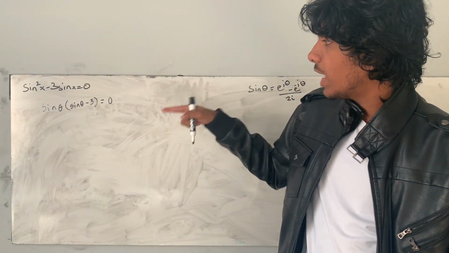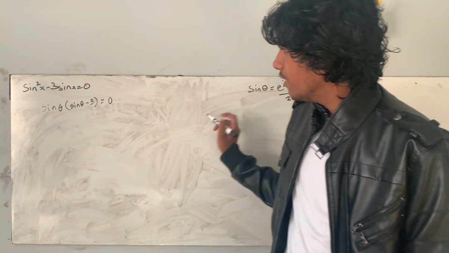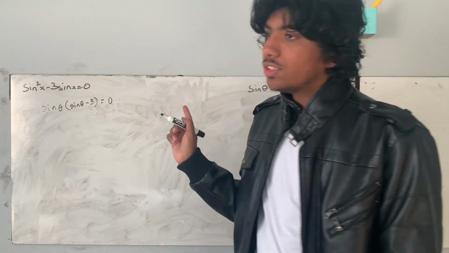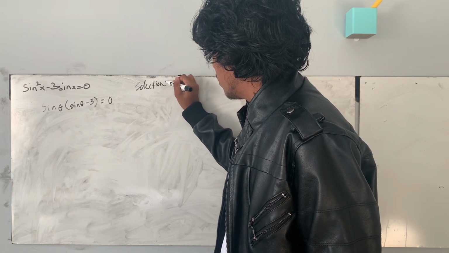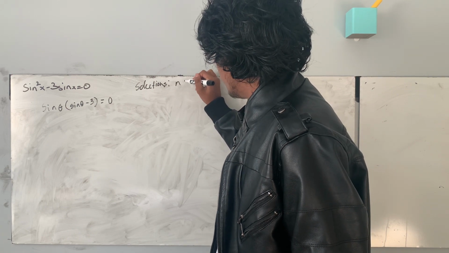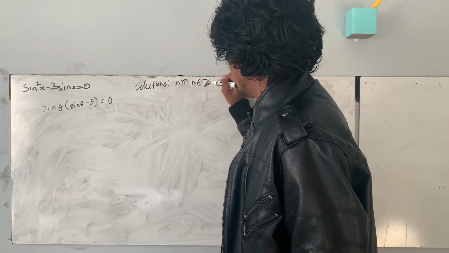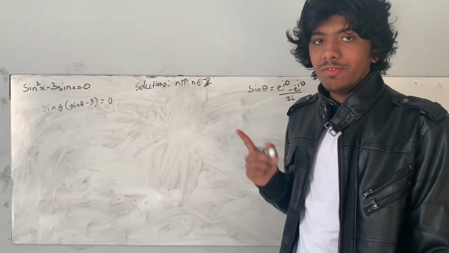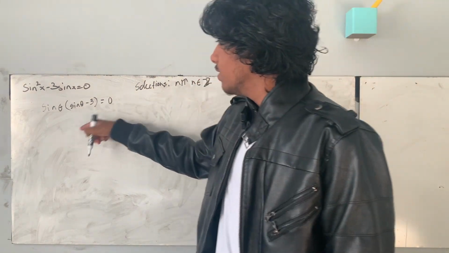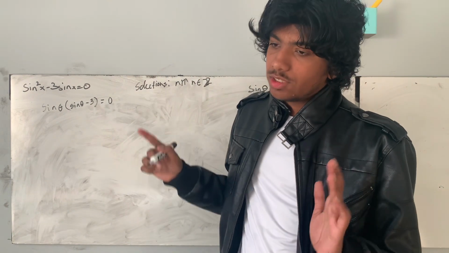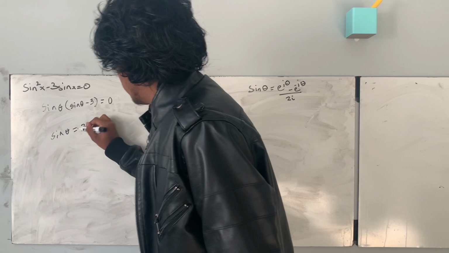Now sine theta equals 0. We don't need to use this complex definition. We have a real answer for that. So the solutions are n pi, where n is an integer, right? We talked about that the other time. Now we also have to consider when sine of theta equals 3. So sine theta minus 3 equals 0, or sine of theta equals 3.